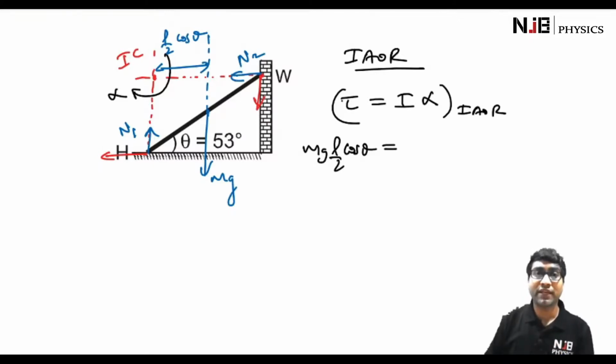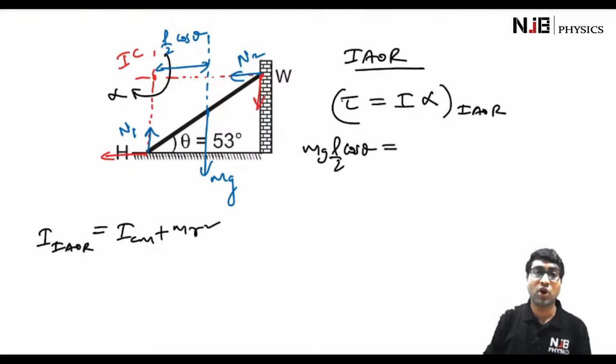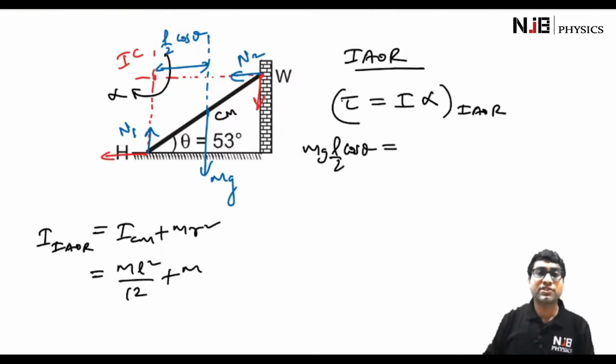times alpha. Well, we have to calculate it. So the moment of inertia about IAOR will be equal to ICM plus m r square. Basically, we are using the parallel axis theorem, because the axis that is passing through the center of mass of the rod and perpendicular to the plane of the screen, and the instantaneous axis of rotation, are parallel to each other. So by using this theorem, we get the moment of inertia about IAOR as ICM, which will be m L square by 12, plus m times r square. Now r should be the distance between the two parallel axes, that means the distance between IC and the center of mass.